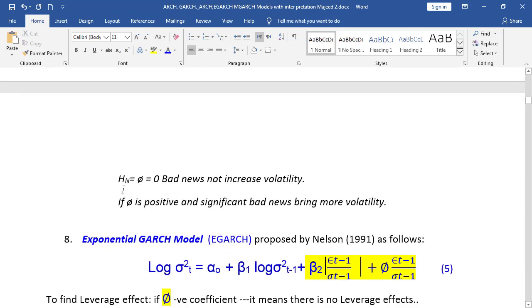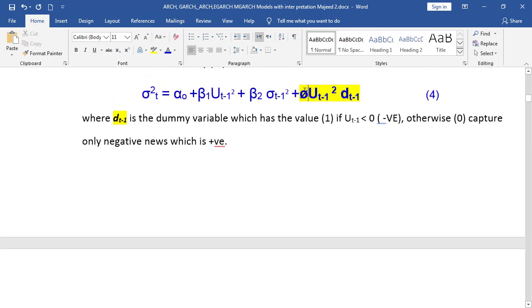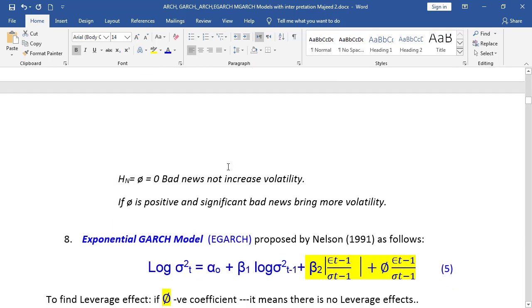This is the hypothesis, the null hypothesis, sigma here. As you can see, this is theta. Theta equals 0: bad news does not increase volatility. If theta is positive and significant, bad news brings more volatility. Then we move to the exponential GARCH model, the EGARCH model.